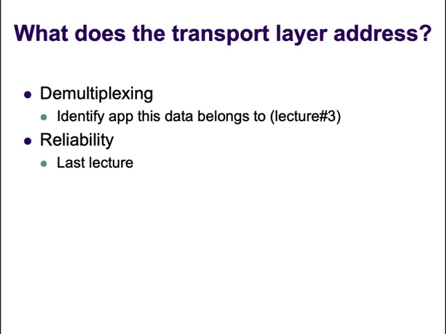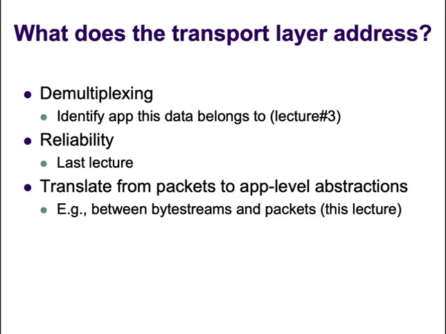Reliability, that was our last lecture, and we'll revisit some of it again. Translating from packets to application level abstractions, right? We said applications don't want to think in terms of packets and IP headers and all of that. So we're going to think of what abstractions an application layer wants, and then translating between packets and that is going to be the job of the transport layer. Anything else you remember?